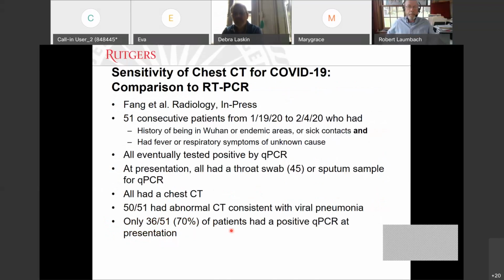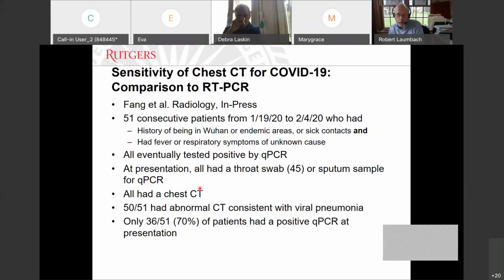All right, so then there was another study, in this case, one of the points of the study was looking at chest CT and comparing that to PCR. And here again, it's quantitative PCR, though it's referred to as RT-PCR. So here are 51 consecutive patients who had a history of being in Wuhan and exposures to sick contacts, and they had fever or respiratory symptoms of unknown cause, and then eventually, again, had a positive qPCR.